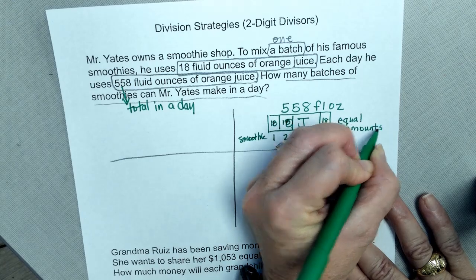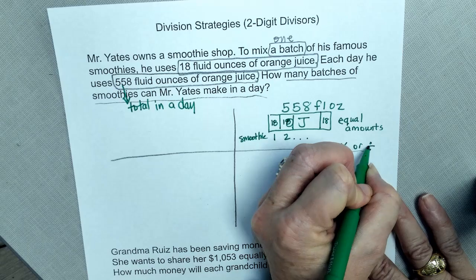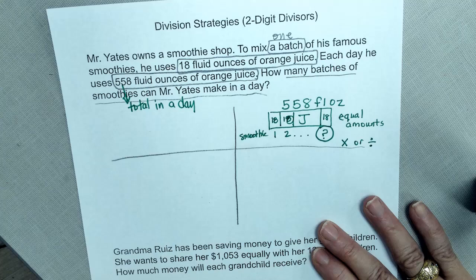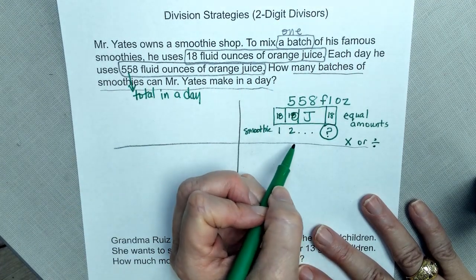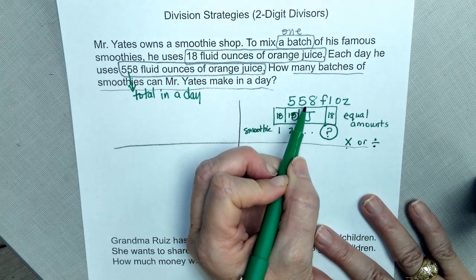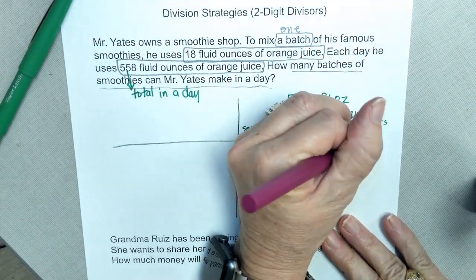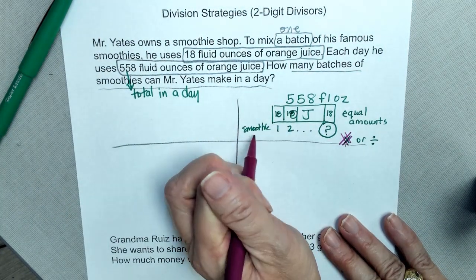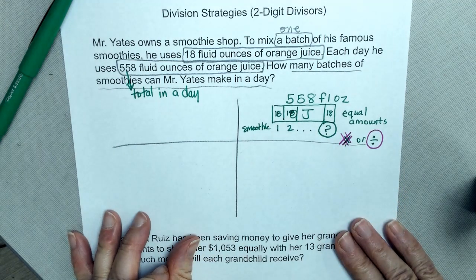And the minute I think about this being equal, I should think to myself that this is either multiply or divide. So my job is to figure out how many smoothies he can make. So I'm going to go back and think about what would give me that answer. If I multiplied, I would get a number larger than 558. So I definitely would not want to multiply. Because what I'm wanting is information that will tell me how many smoothies. So that's going to be a smaller amount. So that means I'm going to divide.